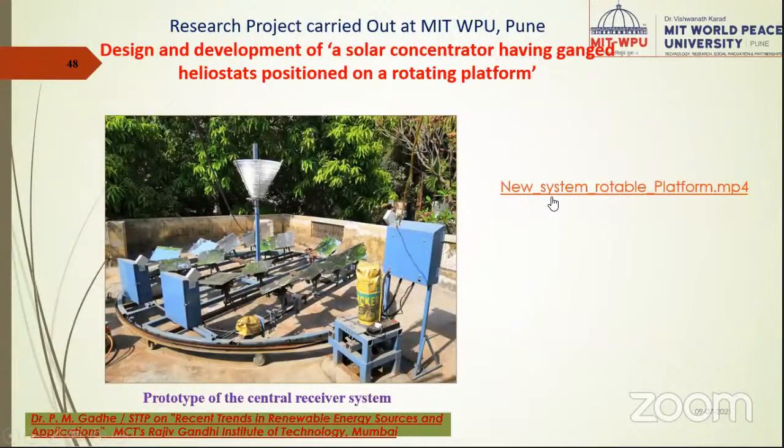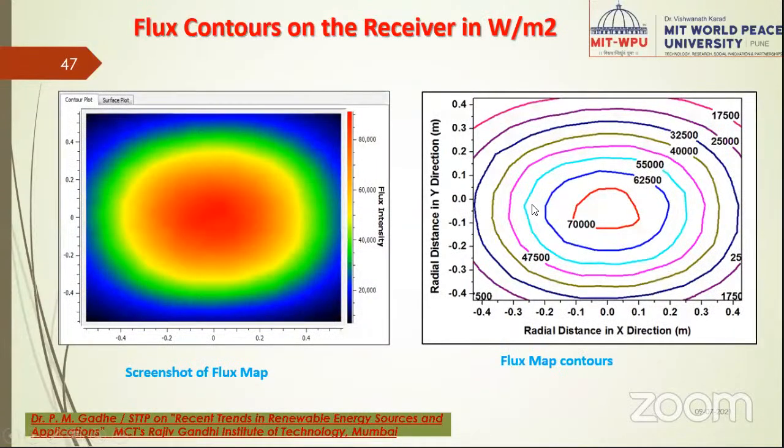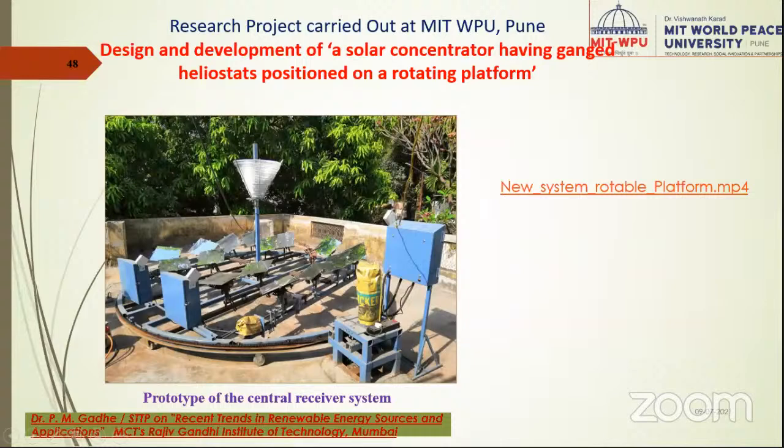So this is about the previous system. Now presently at MIT WPU, we are working on research. So this is the modification that we have done in the previous system. In the previous system, for each row, we had to use 2 motors. Now we have done a modification. Here, a single motor is used for rotation, that is azimuthal tracking. And for the altitudinal tracking, motors are used for each rotatable shaft.